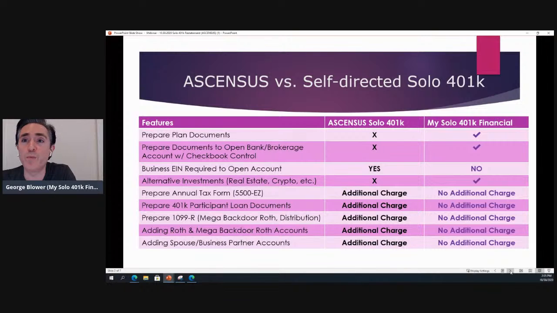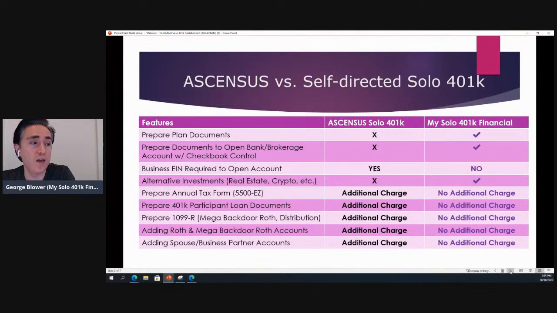Alternative investments. That's another big reason and big difference. With Ascensus, you cannot invest in, say, real estate or cryptocurrency or notes. Whereas with us, with our population, that's one of the top reasons that people set up accounts with us, because they do want to invest in real estate, whether that's in an individual property or a private placement that might be buying an apartment complex, or whether it's a promissory note or cryptocurrency. So we're fielding questions every day from our existing client base about how to invest in that type of investment.